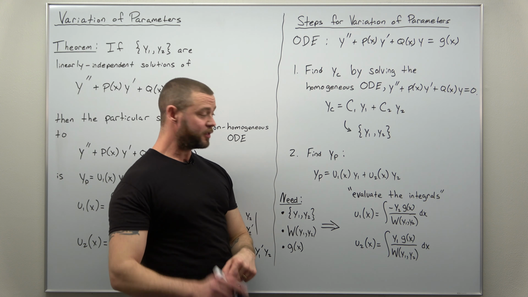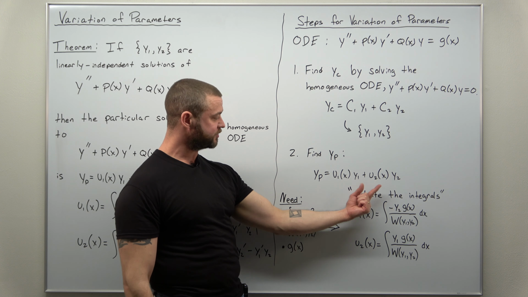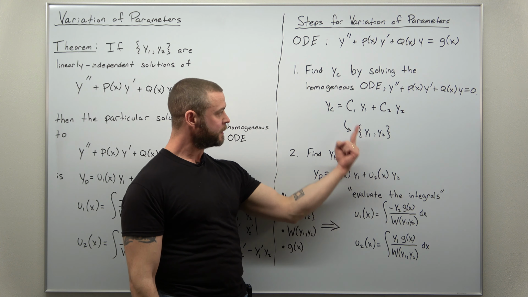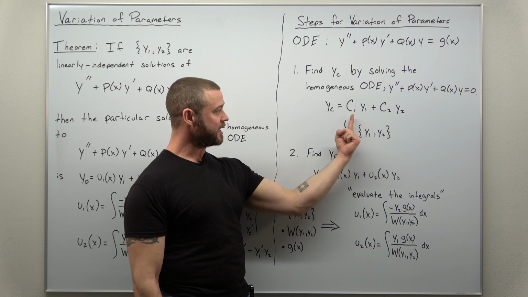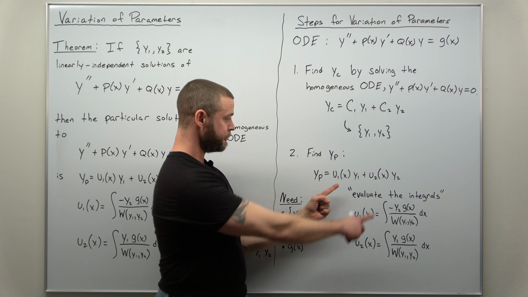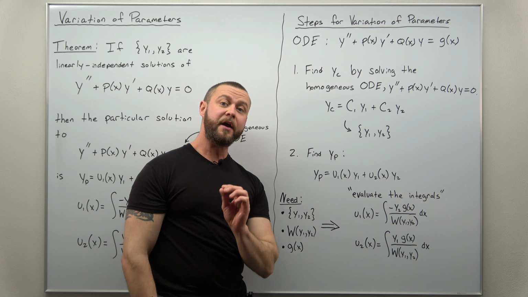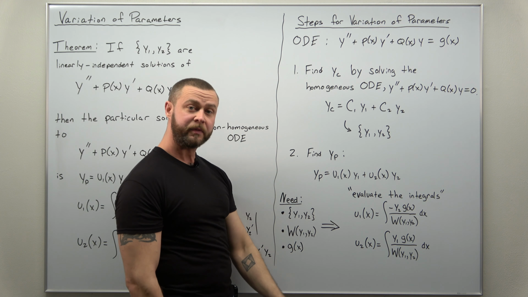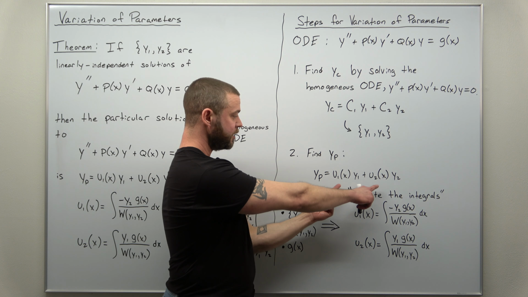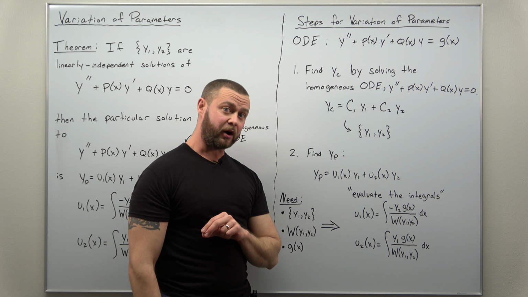You find a particular solution of this form. This is variation of parameters, where you have a combination of y1 and y2, but not with constants in front, or constant parameters, c1 and c2, but now u1 and u2 are functions of x. They are varying parameters. So basically, at this point, you have y1 and y2. You just need to figure out what u1 and u2 of x are.